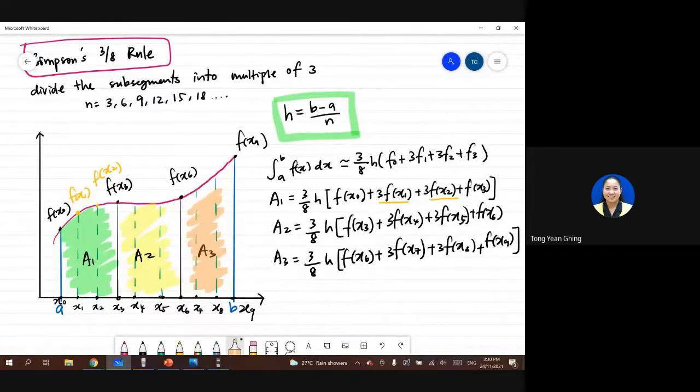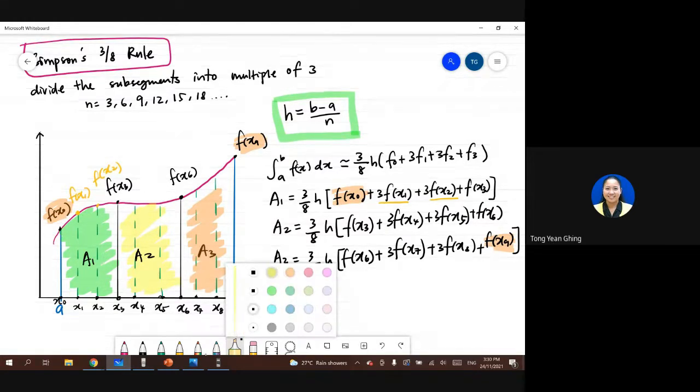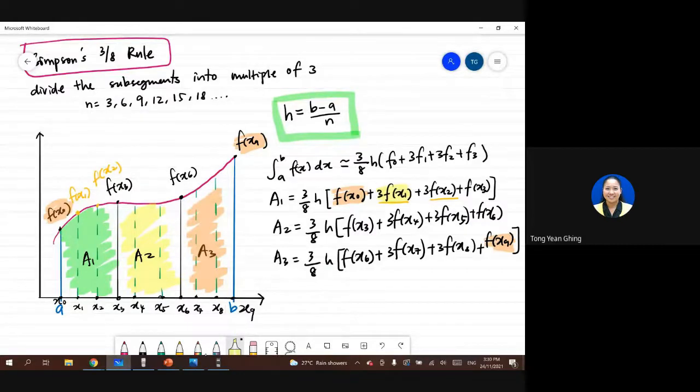Okay, kalau tengok here, if you look at here, F0, the first one, this one will appear once. F9, the last one, also will appear once. Kalau kita tengok this one, yang F1, F2 appear, times 3. F3, this one, 4, 5, 7, 8. We have to multiply by 3.